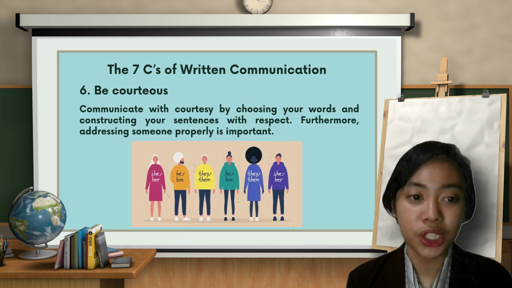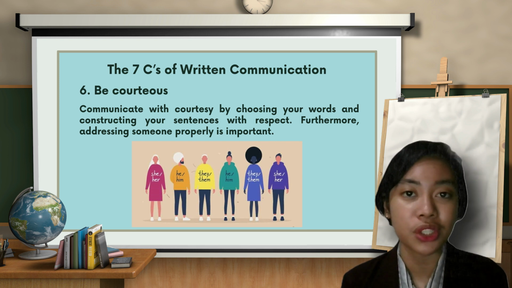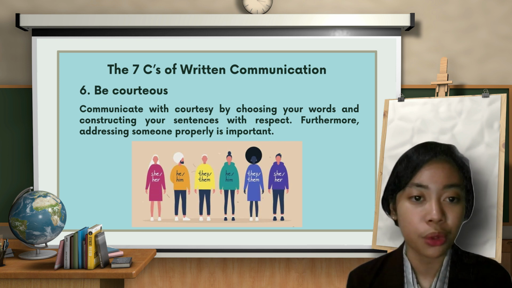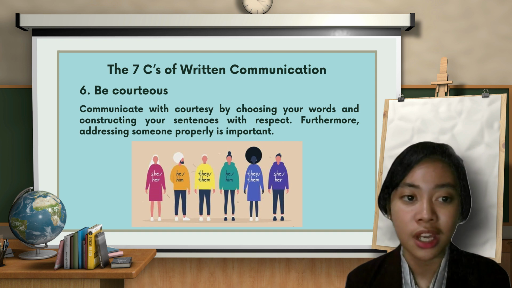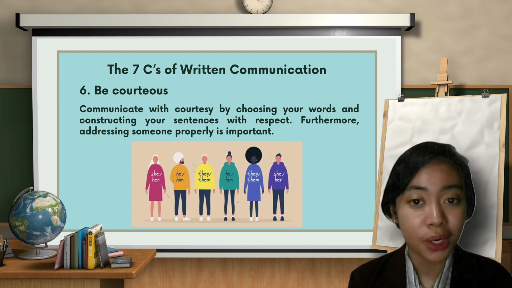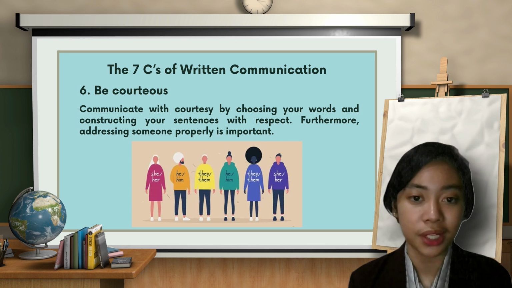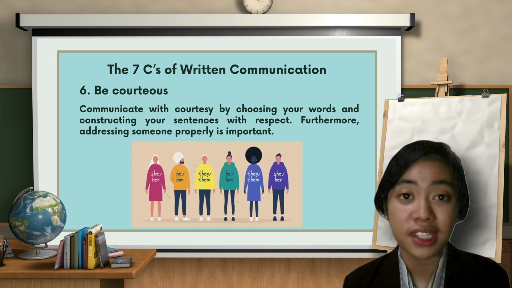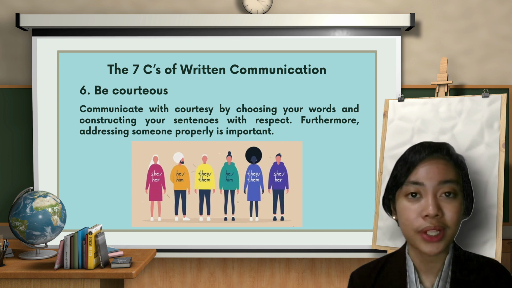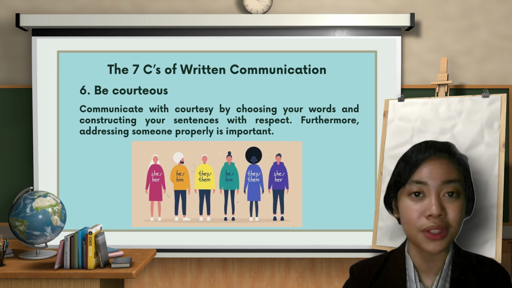Sixth, be courteous. This is one of the important ways to have effective communication. Approach your receiver with courtesy by constructing and choosing your words in a respectful manner. Furthermore, addressing someone properly is important. For example, nowadays, he and she aren't the only pronouns, and sometimes these are deemed unacceptable or offensive to others. Gender pronouns are important, especially to the LGBTQ+ community.